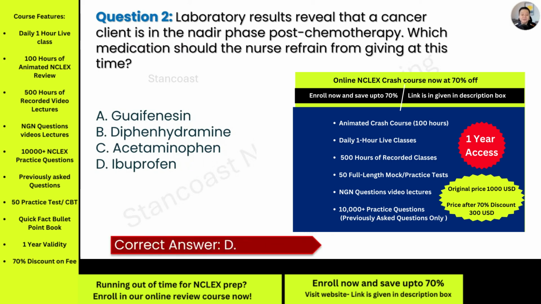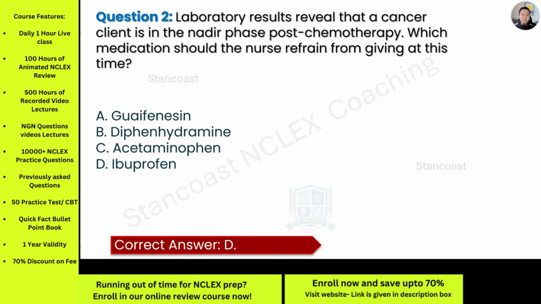Because during the nadir phase, chemotherapy can significantly reduce the red blood cells, the white blood cells, and also the platelets, which will increase the risk of complications. So, if your patient is given ibuprofen, this can inhibit platelet function, and this should be avoided because this can elevate their risk for bleeding. Now, take note that letter A, guaifenesin, is a cough suppressant. It does not impact blood counts or increase the patient's bleeding risk. So that is incorrect. The same thing with diphenhydramine and acetaminophen.